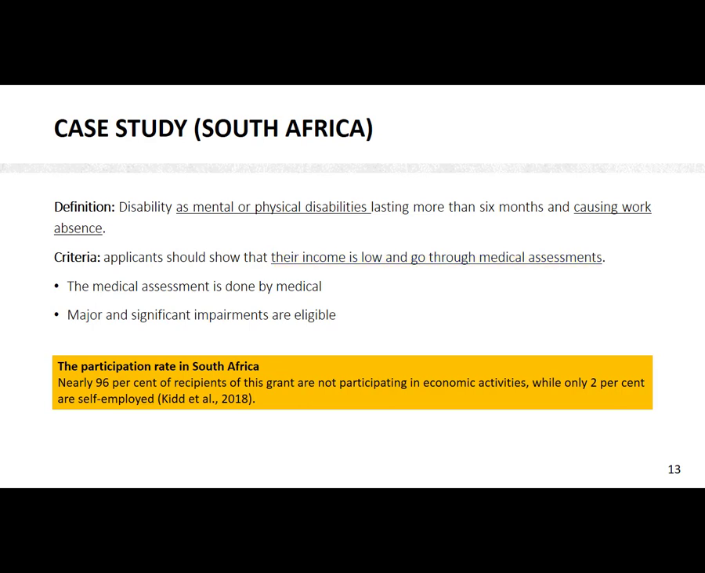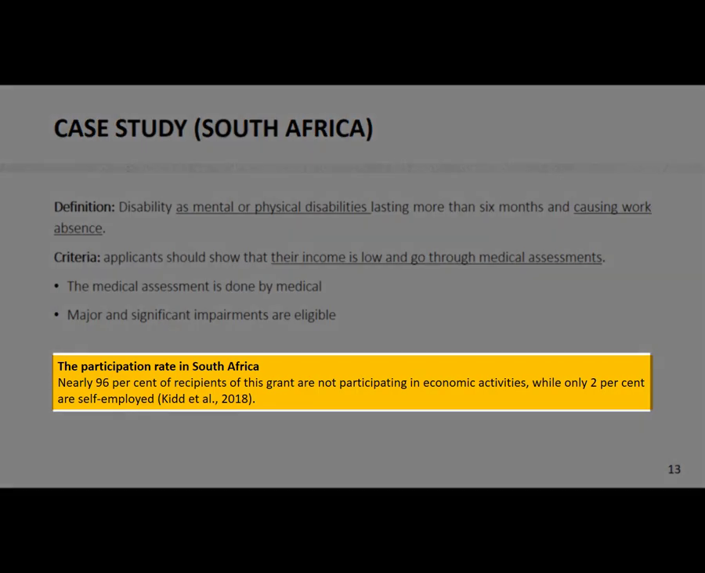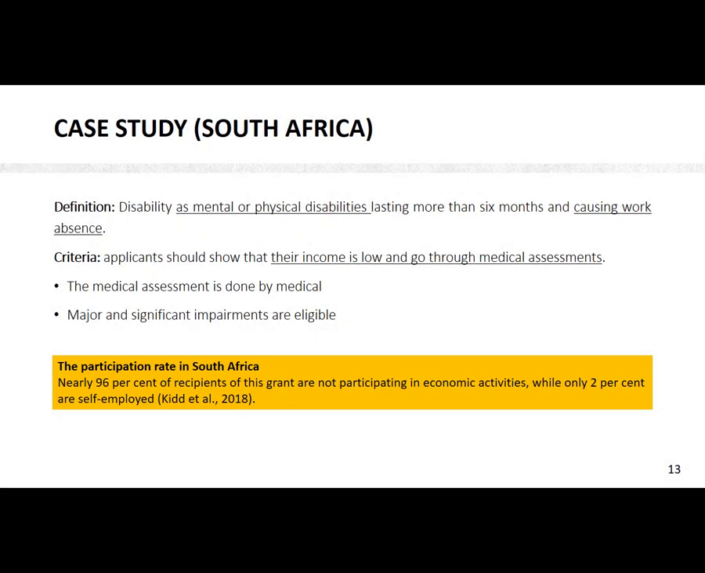The medical assessment is done by a medical officer in one of the South African Social Security Agency offices. Applicants would be categorized as having minimal, significant, or major impairments, and only major and significant impairments are eligible for this benefit. As a result of this policy, the participation rate in South Africa has decreased among people with disabilities. Nearly 96% of recipients of this grant are not participating in economic activities, while only 2% are self-employed.